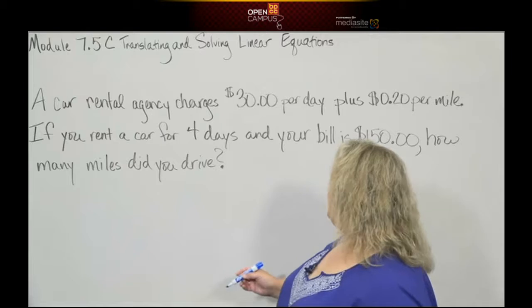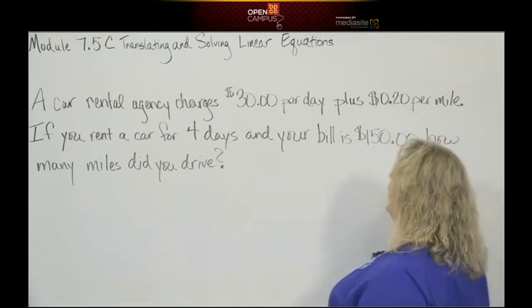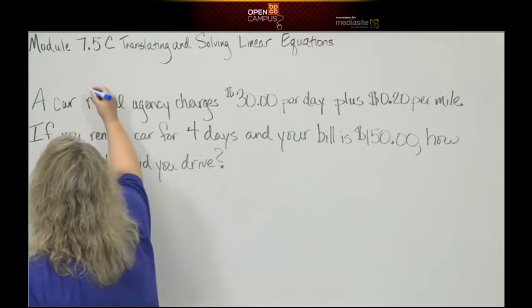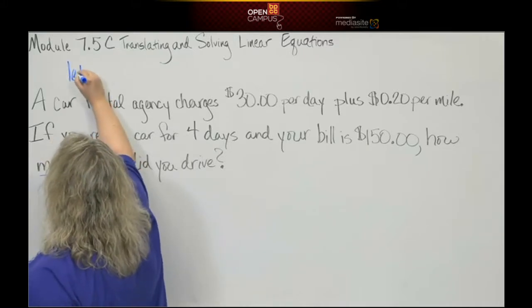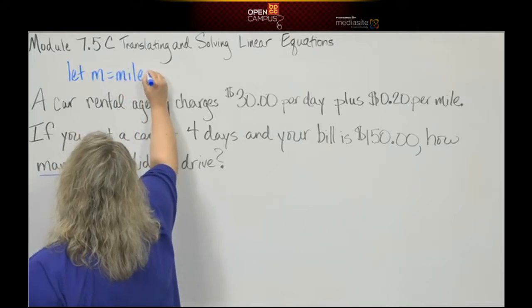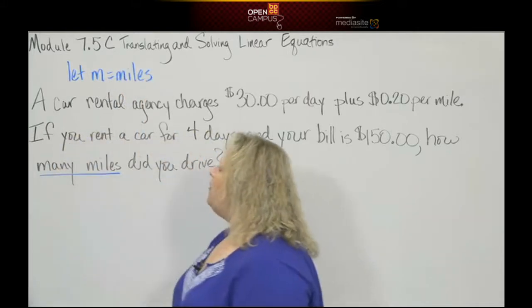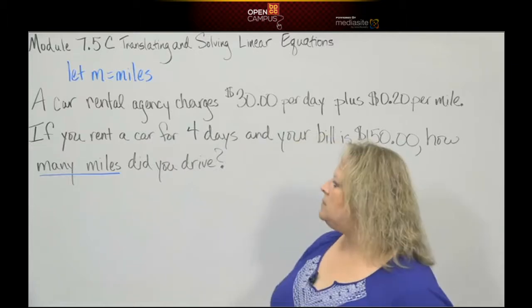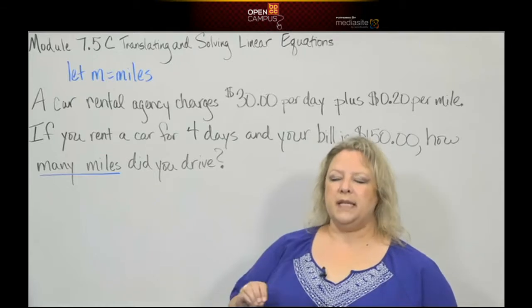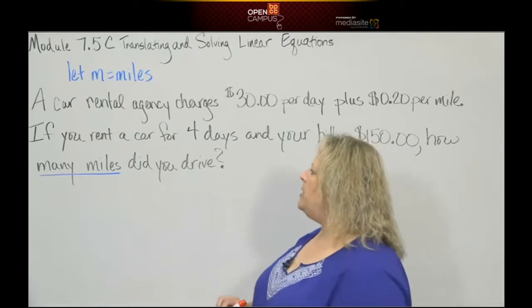So, the first thing that we want to do, again, is identify what it is that we're trying to find. What are we trying to find? How many miles? So let's use the letter M. Let M equal miles. How many miles did I drive? So let's look at setting this up one piece at a time. Always do it one piece at a time.